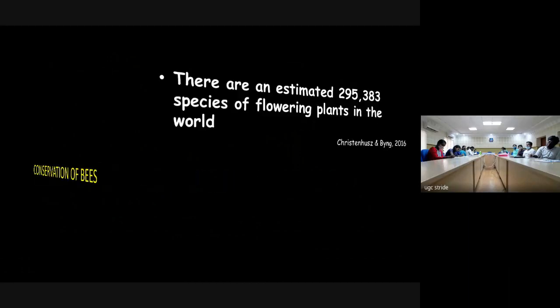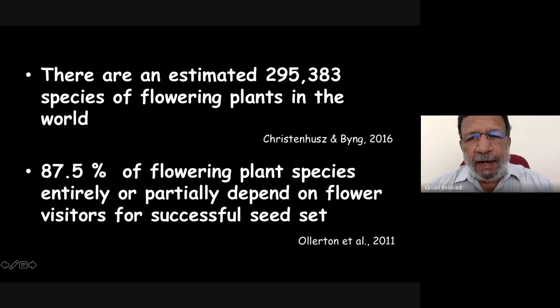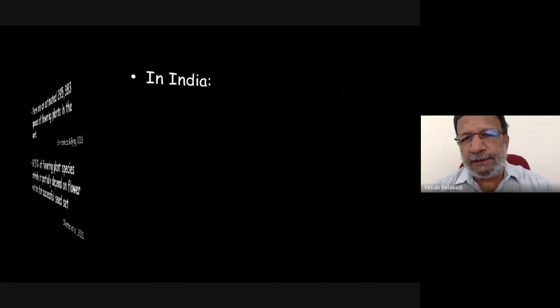Okay, then I'll move on to conservation of bees. You know that there are an estimated 295,383 species of flowering plants in the world. And according to Ollerton, who published a paper in 2011, 87.5% of flowering plant species entirely or partially depend on flower visitors for successful seed set.